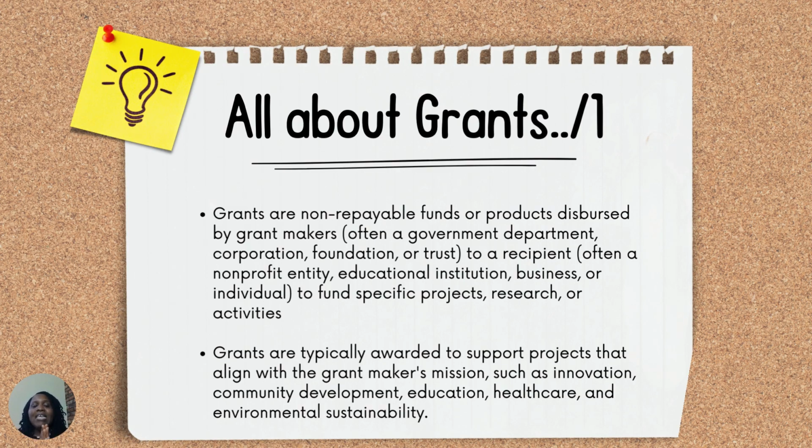And it's for a recipient, someone. It can be an individual, a business, or an NGO, to fund specific projects, research or activities. Grants are typically awarded to support projects that align with whoever is giving the grant. I need you to pick and mark the word align with the grant maker's mission. It can be in any area, right?